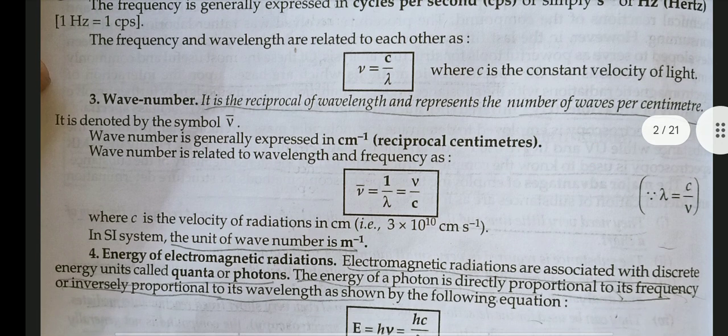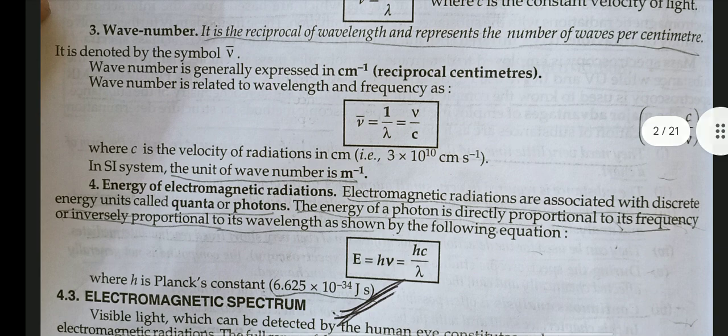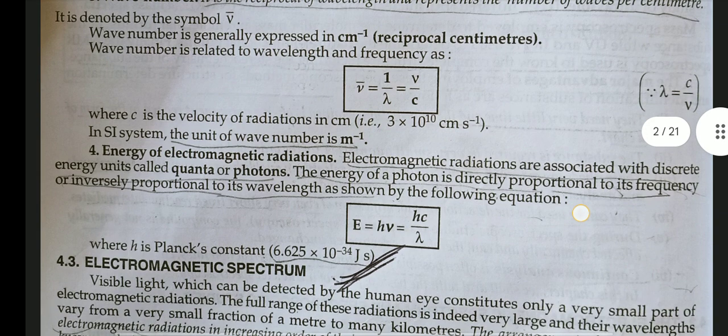Wave number: it is the reciprocal of wavelength and represents the number of waves per centimeter. It is denoted by the symbol nu bar. Wave number is generally expressed in centimeter inverse, reciprocal centimeters. Wave number is related to wavelength and frequency as nu bar equals 1 upon lambda is equal to nu upon c, where c is the velocity of radiations. In SI system, the unit of wave number is meter inverse.